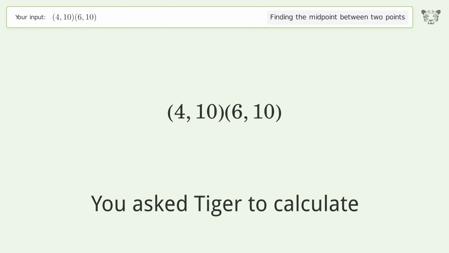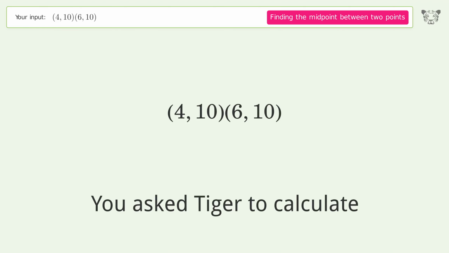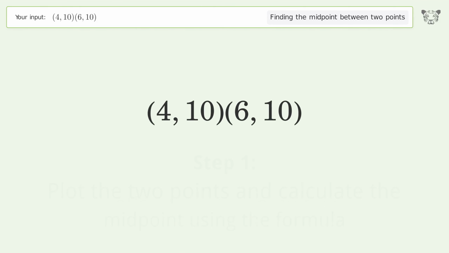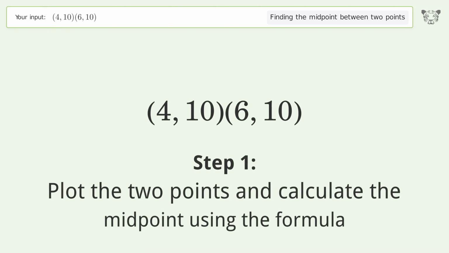You ask Tiger to calculate. This deals with finding the midpoint between 2 points. The midpoint between the 2 points is 5, 10. Let's solve it step by step. Plot the 2 points and calculate the midpoint using the formula.